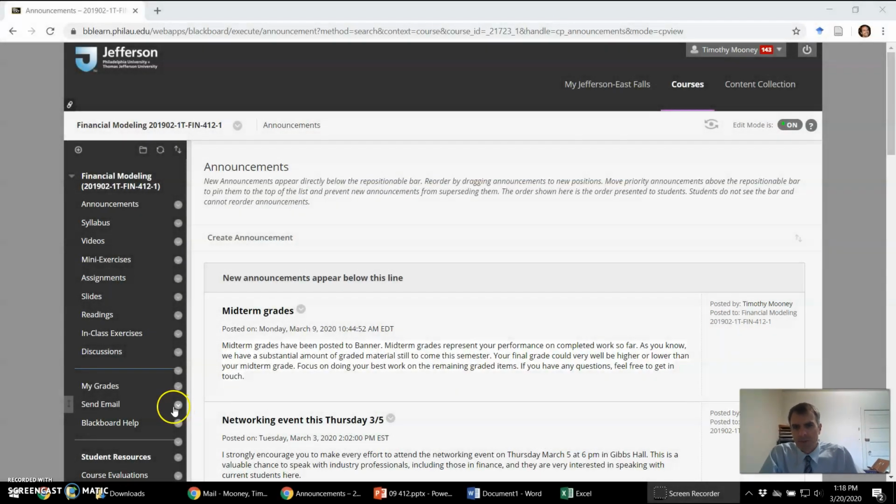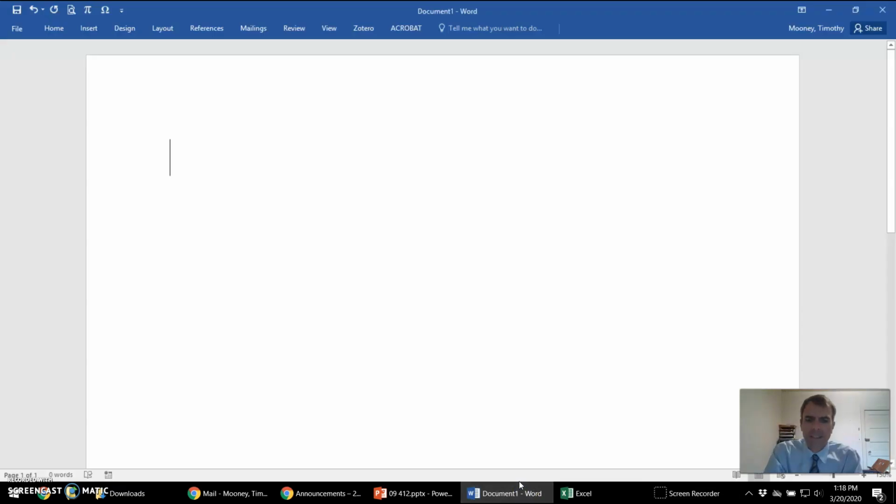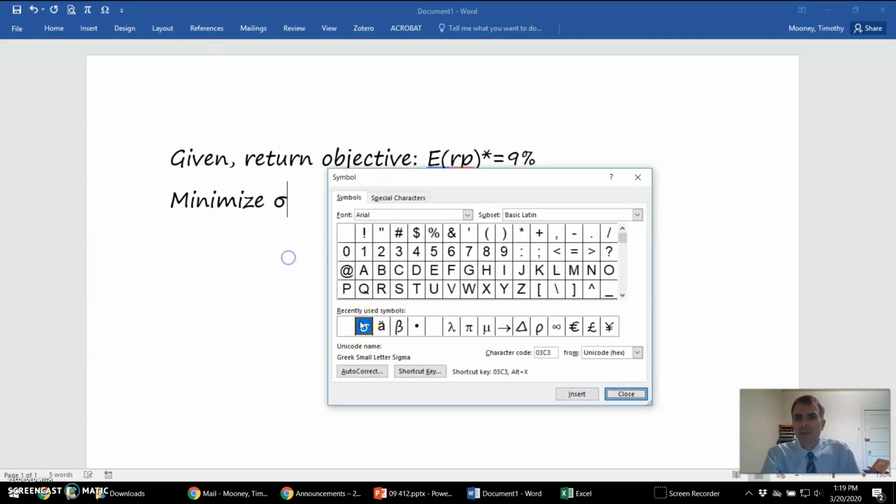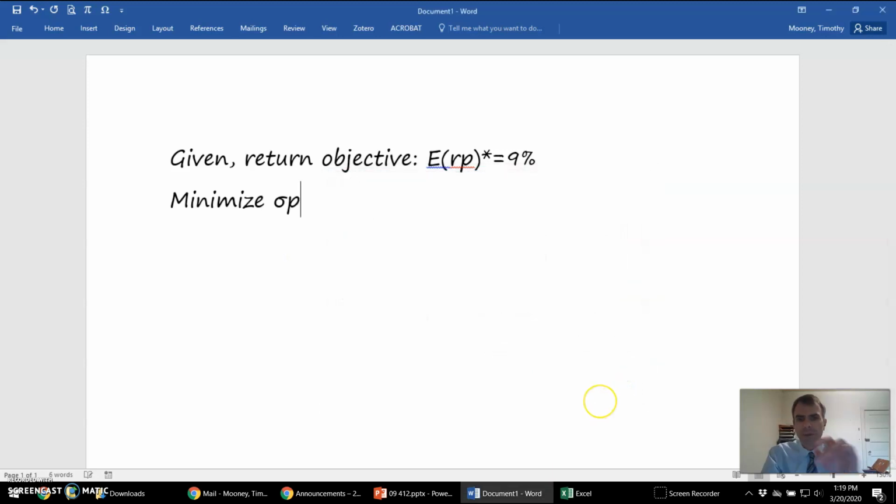And then we'll use that to feed an optimization. Just to recap our optimization, what are the two things we would want to do? Given some return objective, an expected portfolio return, a good level. Suppose it's 9%. That's what our mini exercise will be based on today. Suppose we have a return objective of 9%. What's the best portfolio with an average return of 9%? Well, it's the one with the least risk. Minimize the portfolio's standard deviation. And let me find the Greek letter sigma. Here we go. Minimize portfolio standard deviation.